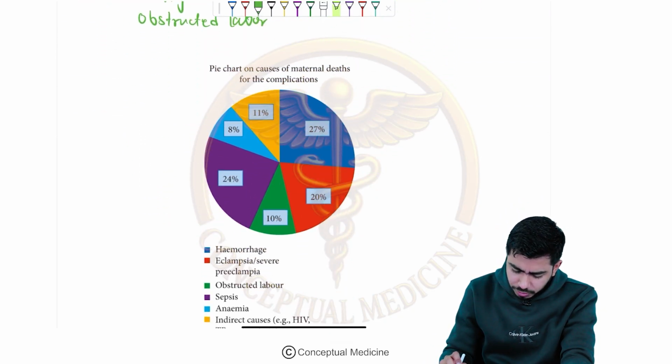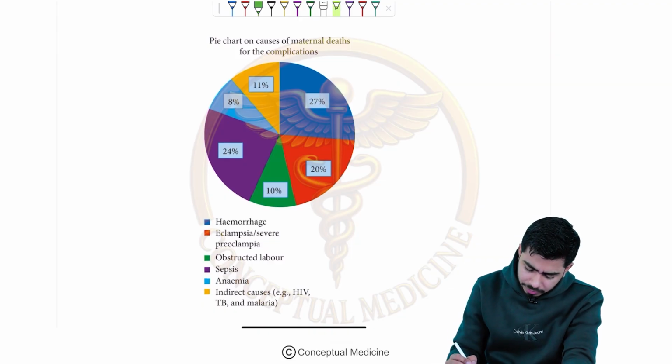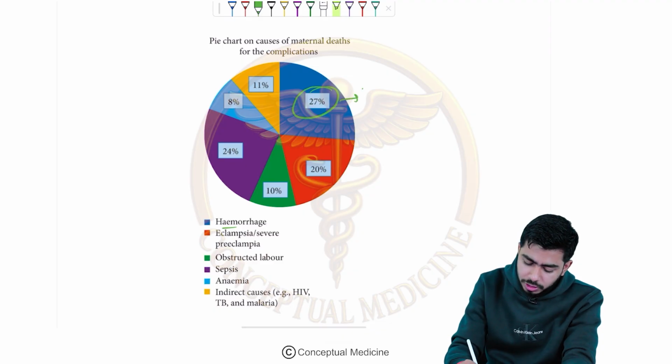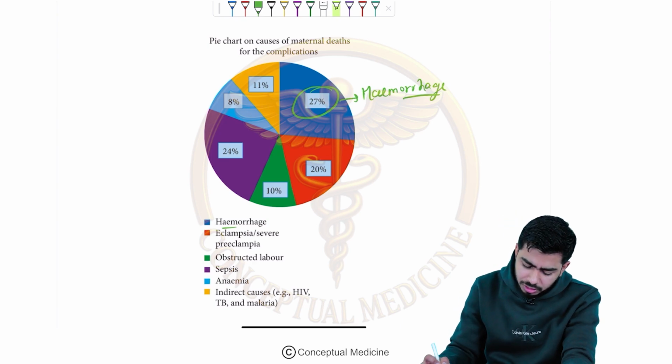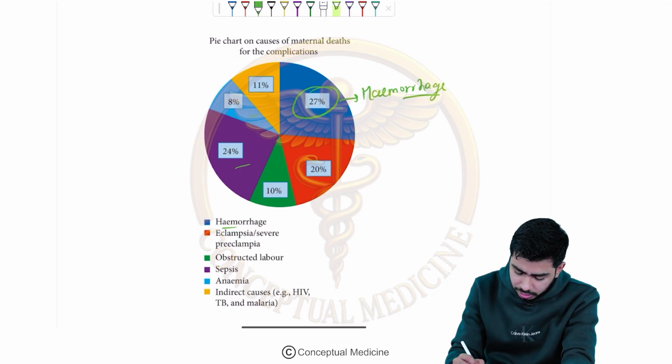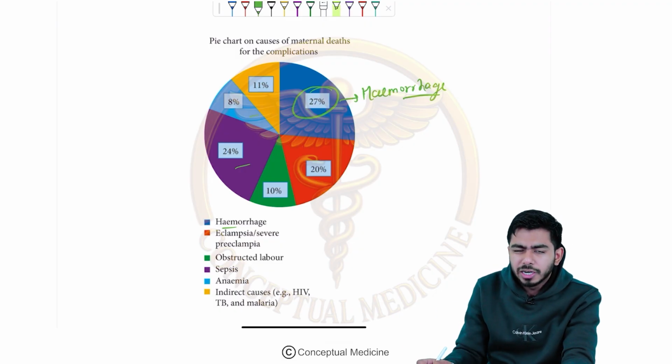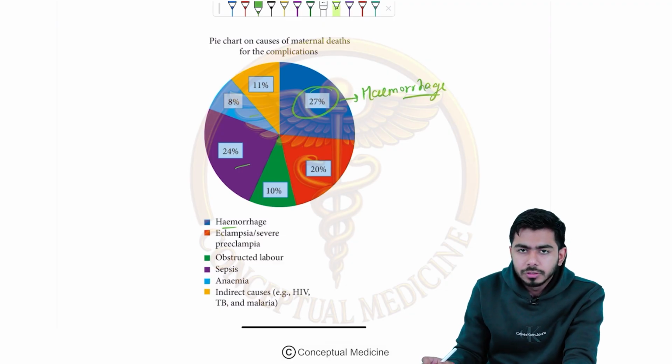Here we can see that hemorrhage is the most common cause, at 27%. That is hemorrhage, which is the most common cause of maternal mortality. Other than that, there could be sepsis, there could be anemia, and then there could be indirect causes also. Indirect and direct causes are both causing the death of the mother.